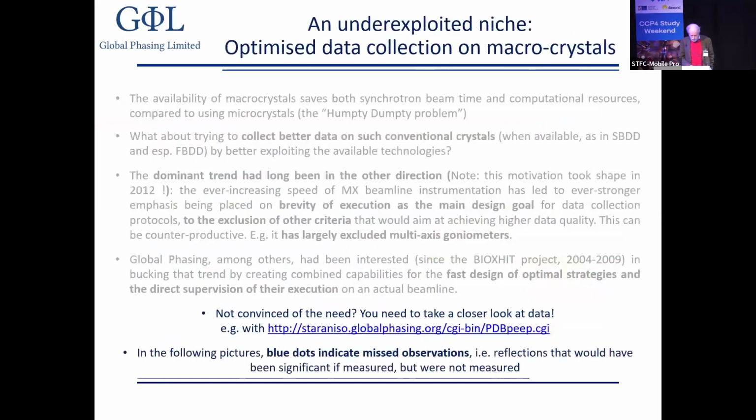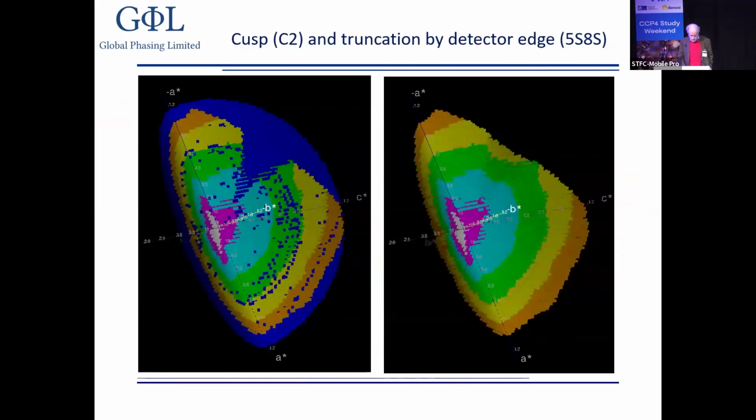Okay, so I go back to this slide where I was referring to StarNISO as a way of visualizing data quality in 3D. And you find pictures like this, for instance, where clearly the data have not been collected in the best possible way. Truncation by the detector edge, so the detector was too far, and then a cusp here, meaning that there is a missing contribution from a reoriented crystal because only one orientation was used.